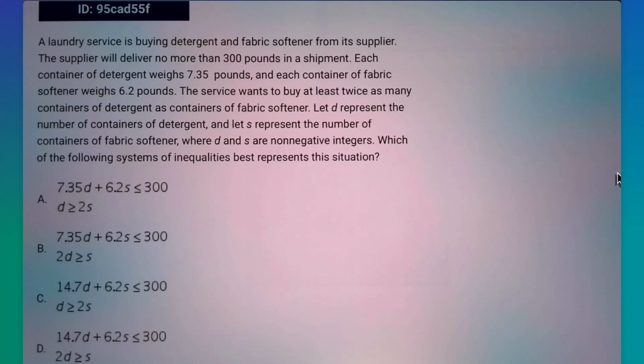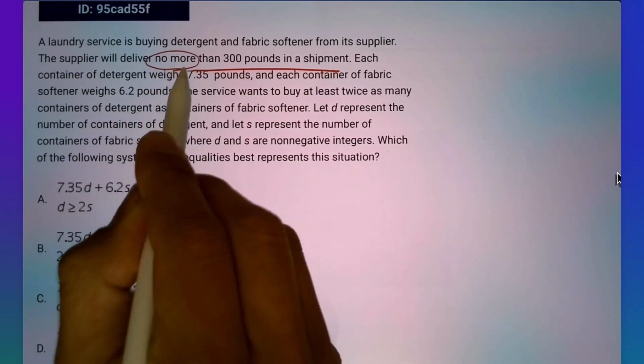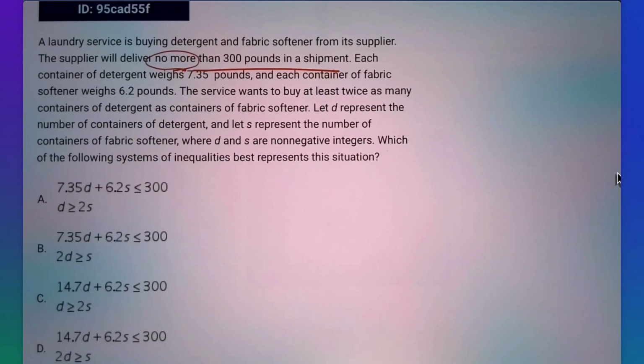A laundry service is buying detergent and fabric softener from each supplier. The supplier will deliver no more than 300 pounds in a shipment. Okay, so they tell you something about the weight, but it says no more. Each container of detergent weighs 7.35 pounds, and each container of fabric softener weighs 6.25 pounds.